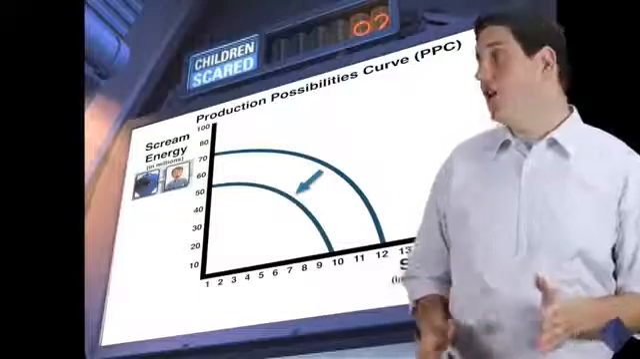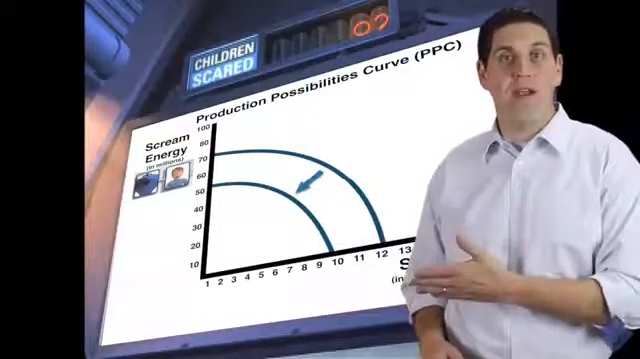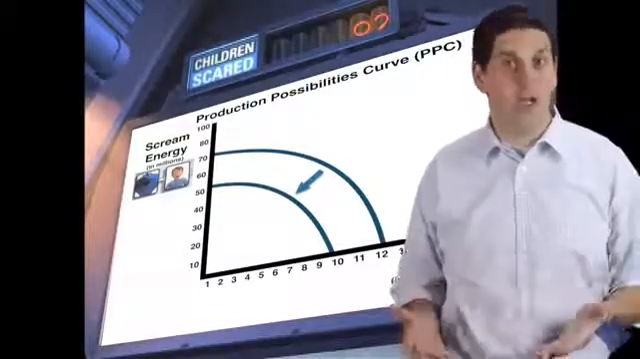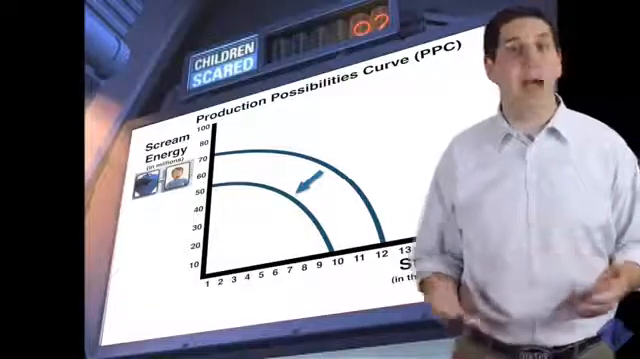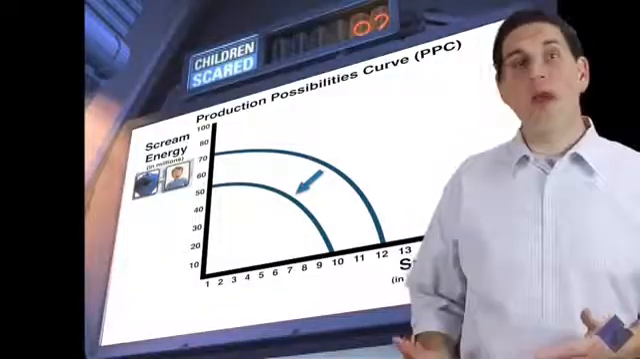Now you should be thinking to yourself, I can see why we're producing less Scream Energy, but why are we producing less sushi? The reason why is because Scream Energy is a capital good. It's a resource. If you don't have Scream Energy, you can't even run a restaurant. Without Scream, we have no power.